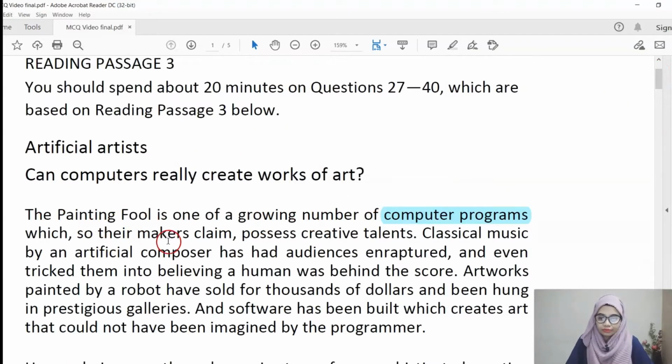A growing number of computer programs possess creative talents, classical music, artificial audiences enraptured. That means, yeah, the audience is happy, tricked them into believing a human was behind the score. Okay, again positive from the audience. Sold for thousands of dollars, hung in prestigious galleries. So again, the audience is happy. Creates art that could not have been imagined by the programmer. So throughout the paragraph, the audience is happy.